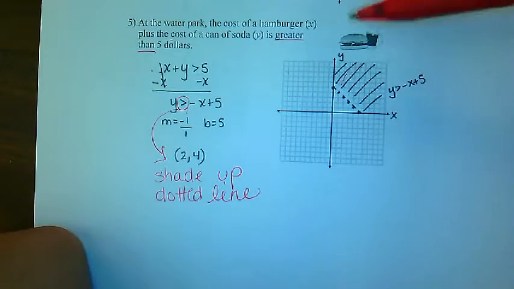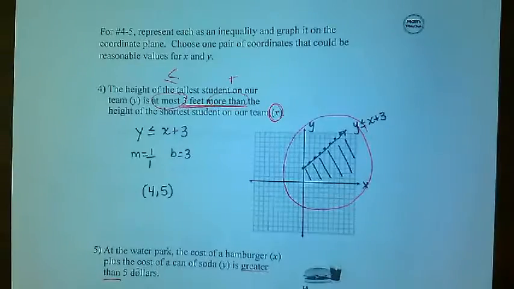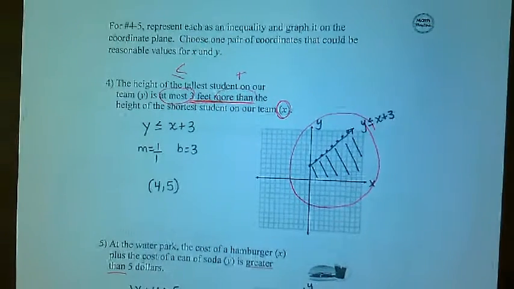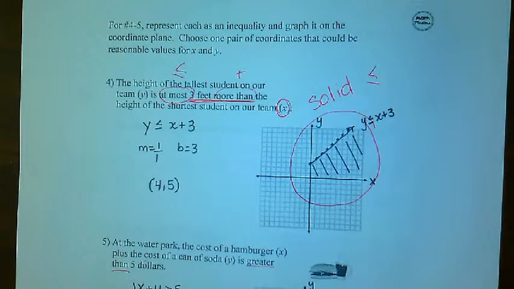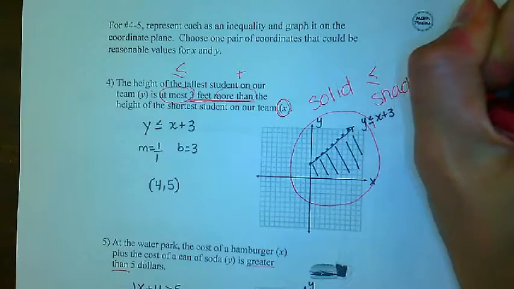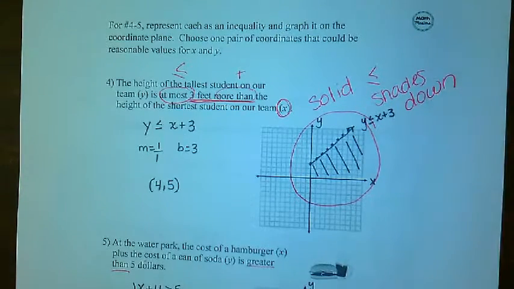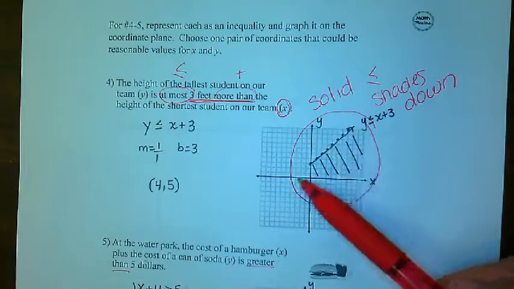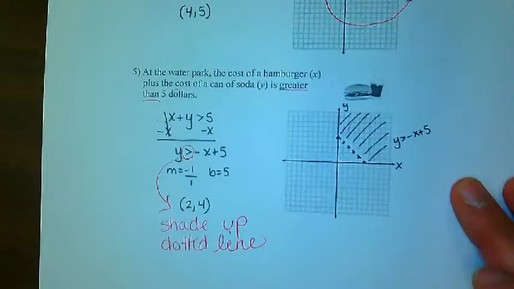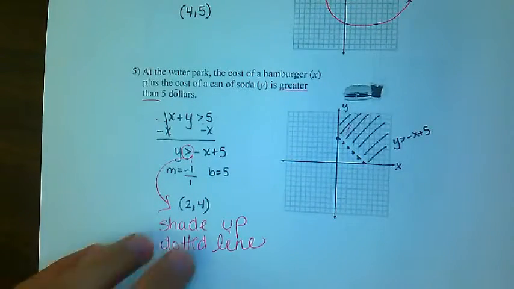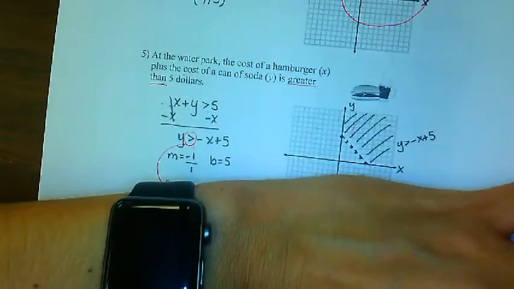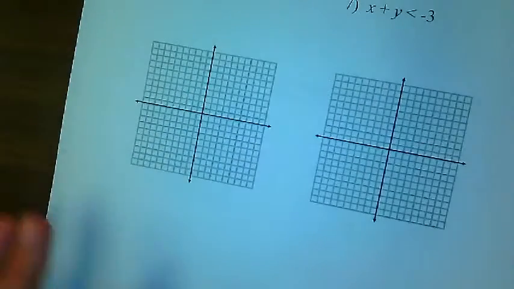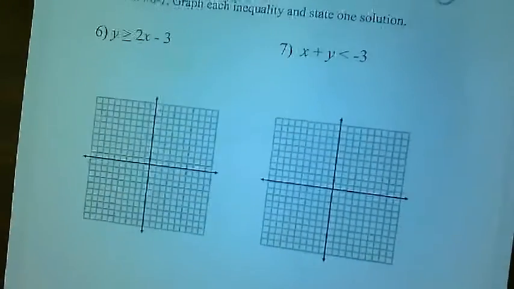So the only thing you have to remember, and that's what's different about this one, okay, this is a solid line, okay? Solid because of the less than or equal to, okay? Shades down. Okay? Because it's a solid line, I can pick a point on the line. This is dotted, so you better pick one in the shaded region. Okay, almost there. All right, a few more examples.